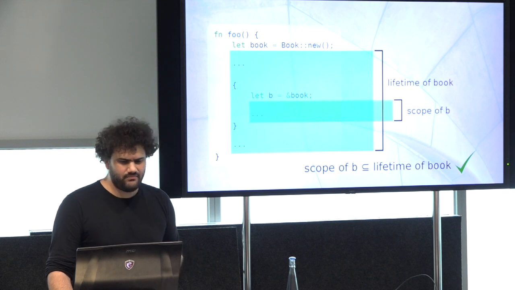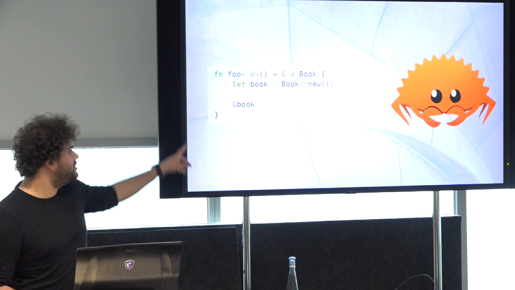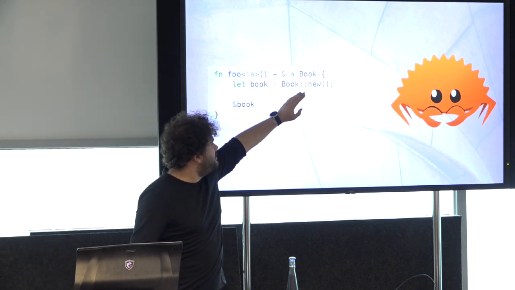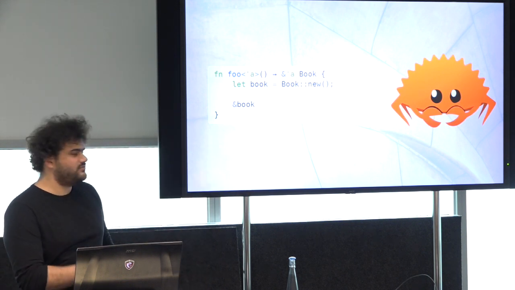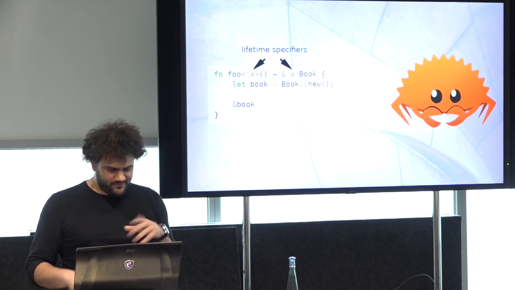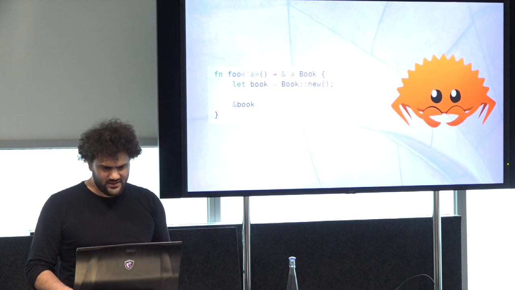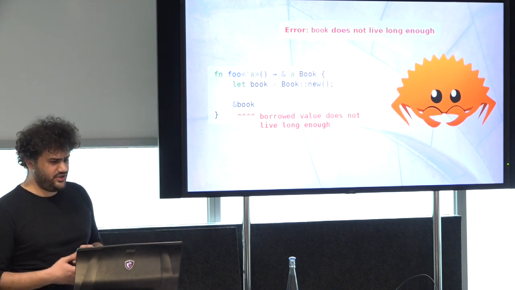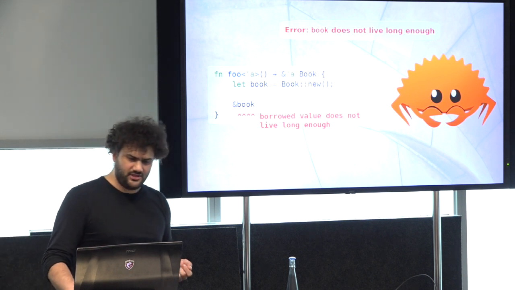Let's kind of just blindly put a lifetime annotation there. This is a lifetime annotation. And let's not really care about what it means right now. Let's just ask Rust to compile this thing and see what it says. So now it's pleased with the lifetime specifiers, but it will tell you that book does not live long enough, which makes sense. You are returning a reference to something that is going to be destroyed immediately.